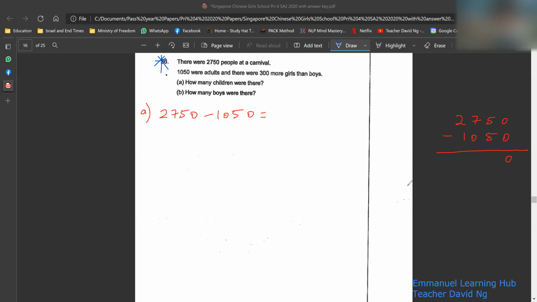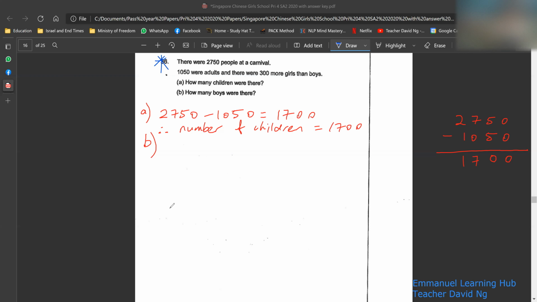Okay, I'll explain more why this is so in future. So 2,750 people at a carnival, right? So minus 1,050, the answer is 1,700. For A is 1,700. How about B? B is also wrong because my A is wrong. That means my answer for B is also wrong. But the correct answer is 1,700 minus 300 equals something.